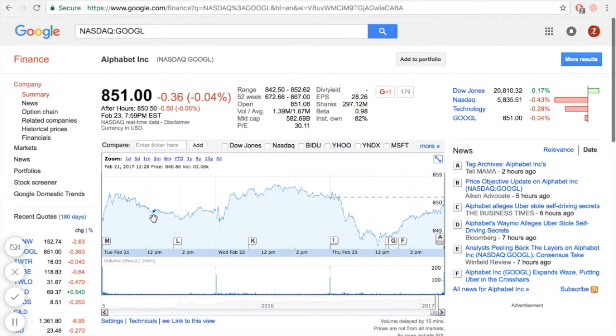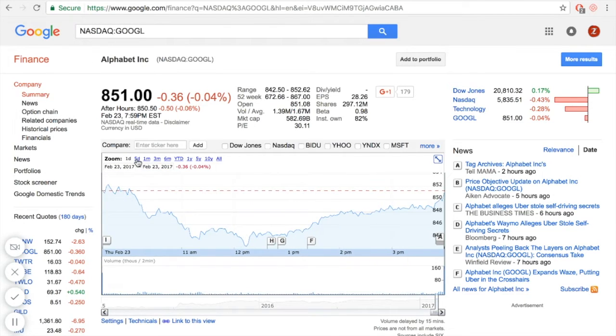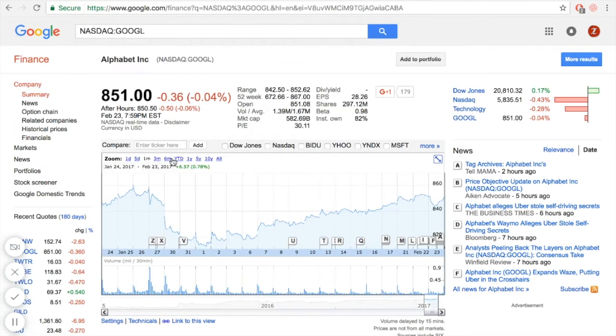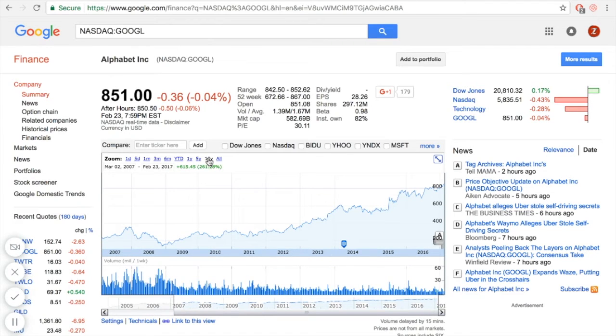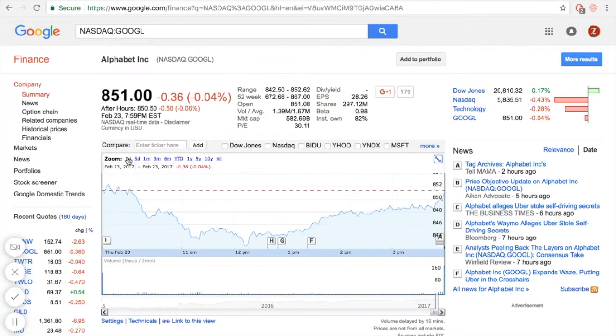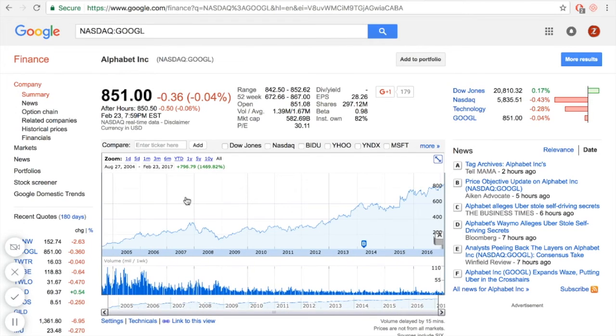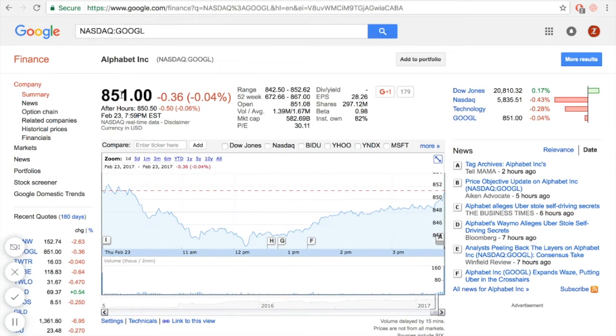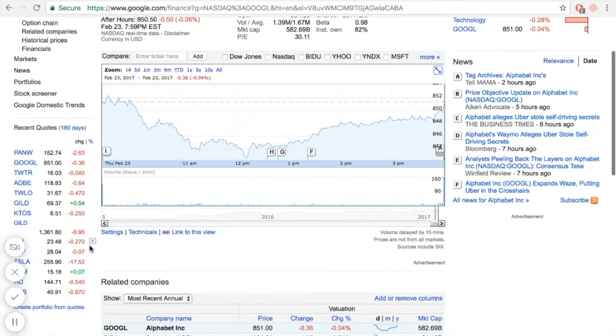Over here is the graph of Google's price over 1 day, 5 day, 1 month, 3 month, 6 month, all the way up to 10 year. So you can track the price that Google's been at. So when Google started, let's go to all. They were about $52, and now they are obviously $851. So let's go down.